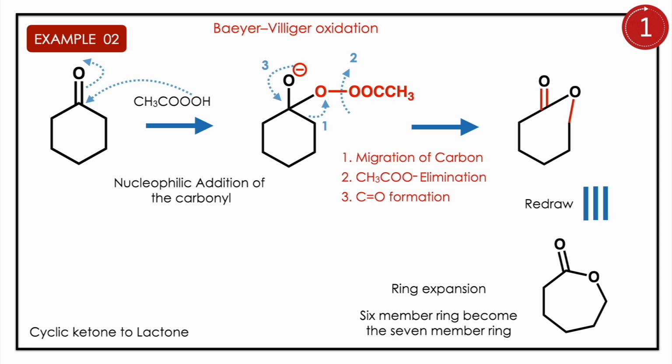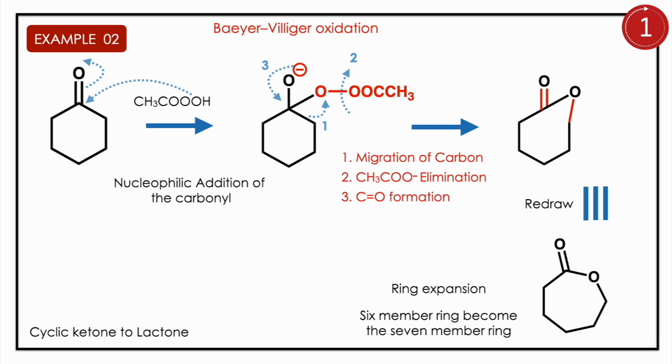First step will be attack of the nucleophile to the carbonyl. The nucleophile is the peracid. It attacks. You have a new CO bond with O minus. The carbon with many heteroatoms has to be stabilized. So O minus forms the carbonyl. So carbon migrates, which is the first step. Then CH3COO minus eliminates. And the third step, CO formation, is shown as the concerted mechanism. So if you look finally, you have a lactone there.